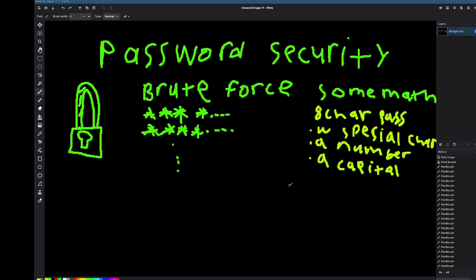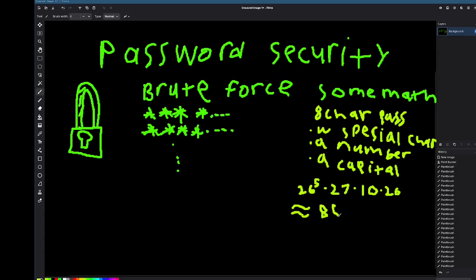So using the multiplication rule, that means we have 26 to the 5th power, times 27, because that's the amount of special characters I counted. That might be inaccurate. Times 10, because that's the number of digits there are. Times 26, since that's the number of capital letters there are too. And that makes about 83 trillion possible combinations. Now that sounds like a lot, but it's actually not as much as you think.